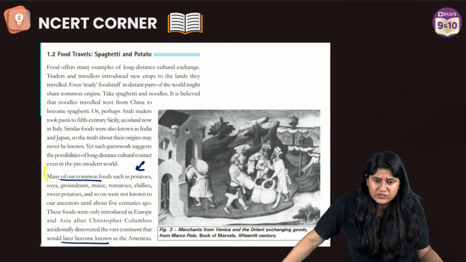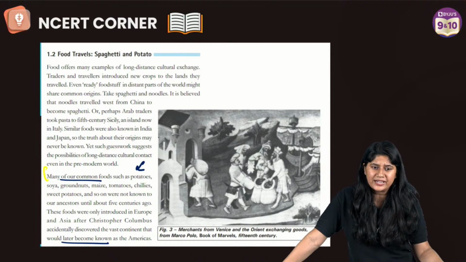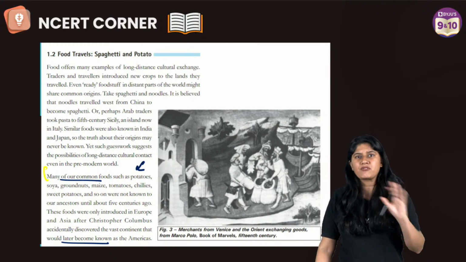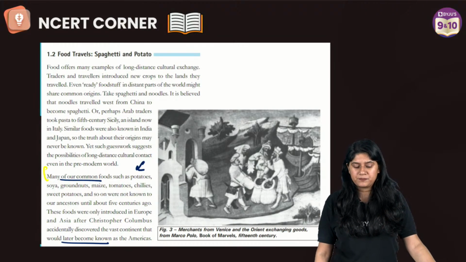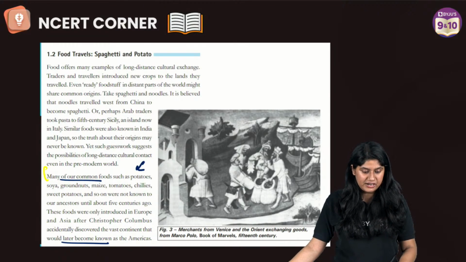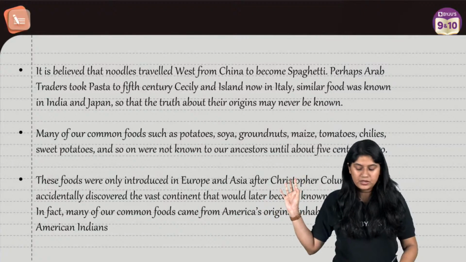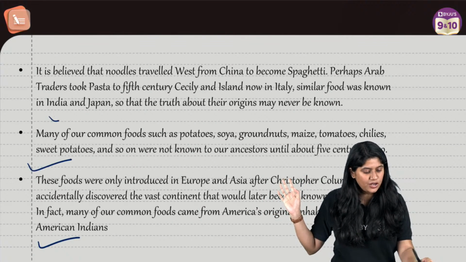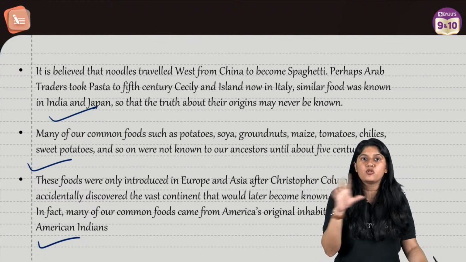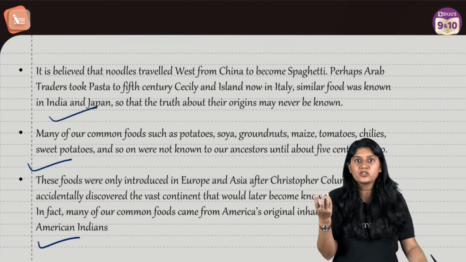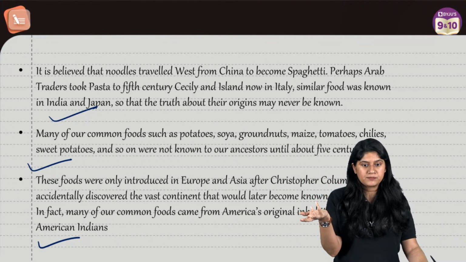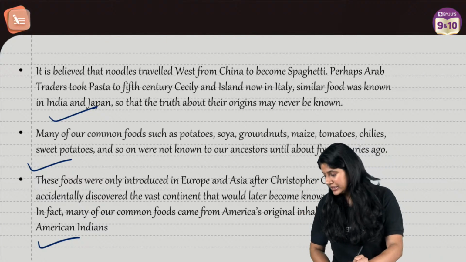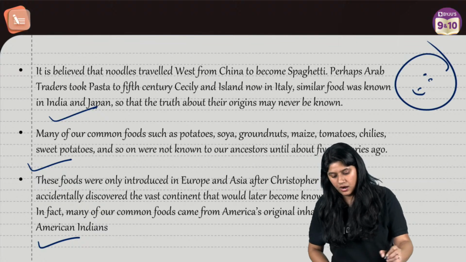BYJU'S, did we need to give the explanation in 2 marker questions or only write some points? See, again, you just have to write some points, not all the points. You don't have to go into the detail per se. See over here, you can just write any of these 2 points. You can mention the movement of potato. You can mention the movement of spaghetti or the noodles. Clear? Everyone, are we clear?